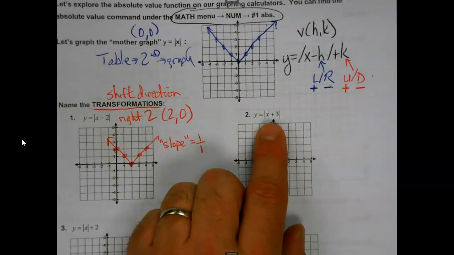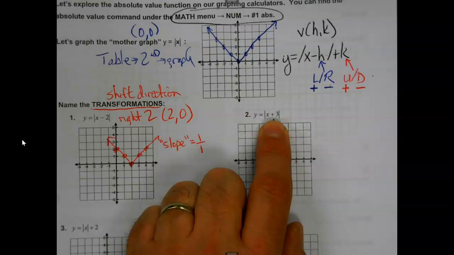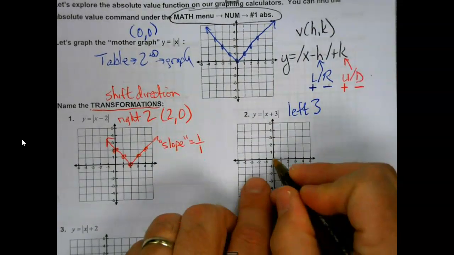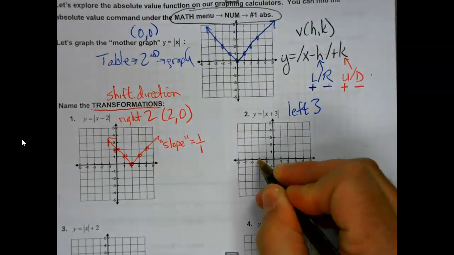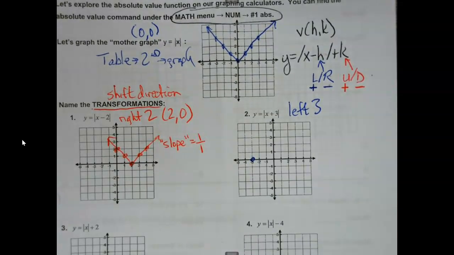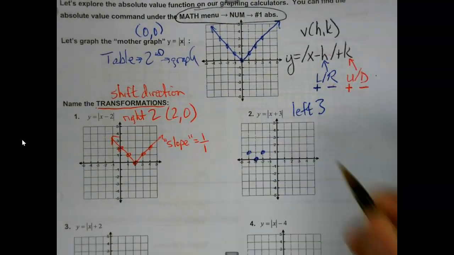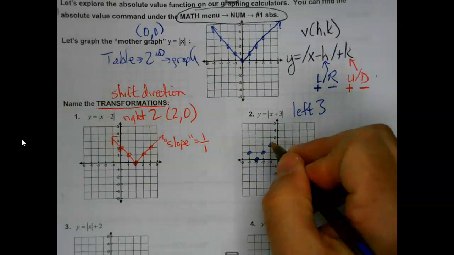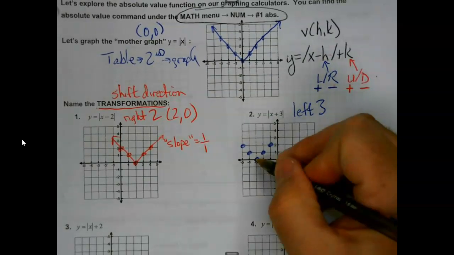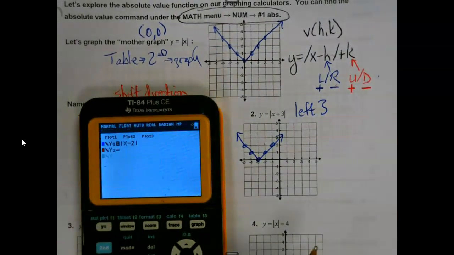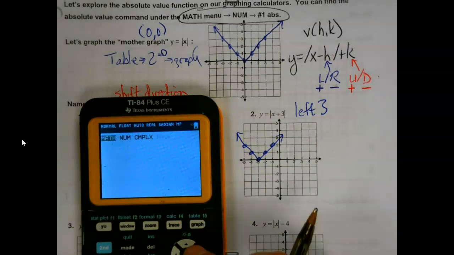Let's see if we can do this one maybe without the calculator. Plus 3 inside the absolute value. What direction are we going to be going? Left. So check this out. If I start at 0, left, 1, 2, 3, I'm going to put my point there. If my slope is 1 over 1, which it is, up 1, over 1 each way, we're making that V shape. Now that time I did it without the calculator, but let's make sure. Let's do it with the calculator to see if we're on the right track.